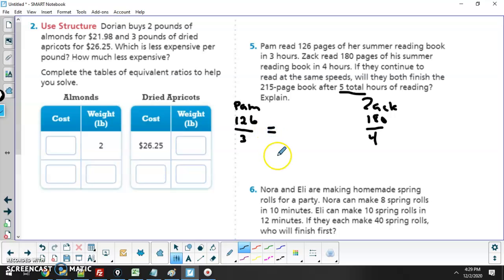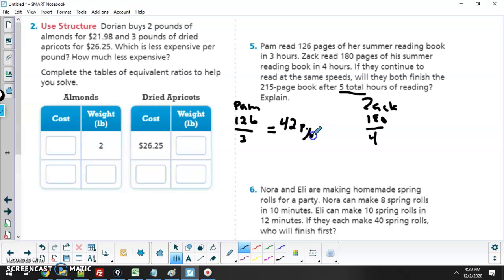All right, so the unit rate for Pam, you would take 126 divided by 3. Now it might not come out nice and evenly, but it does. Remember, there's a shortcut to see if it's divisible by 3. You add the digits up. 6 plus 2 plus 1 is 9. If the result is divisible by 3, you know the number is divisible by 3. So this is 42 pages per hour.